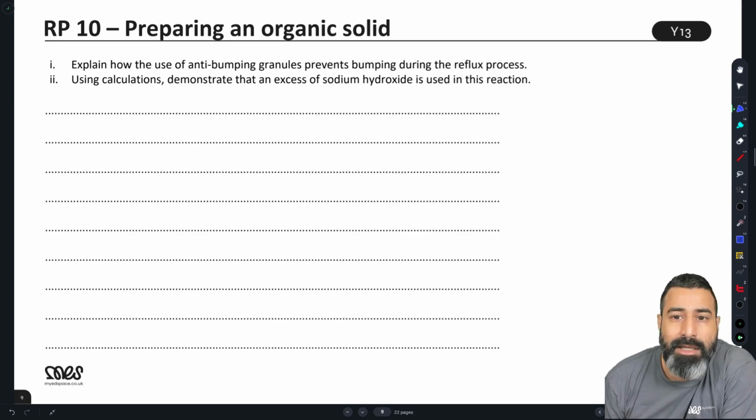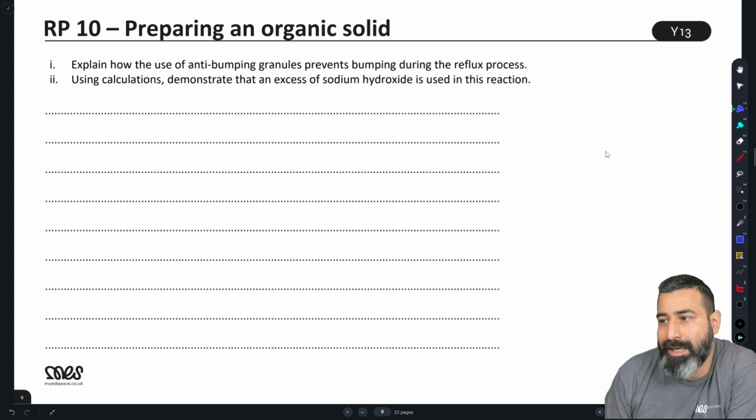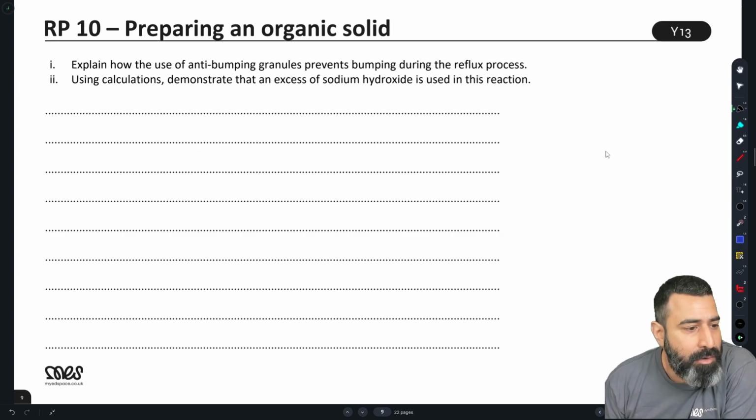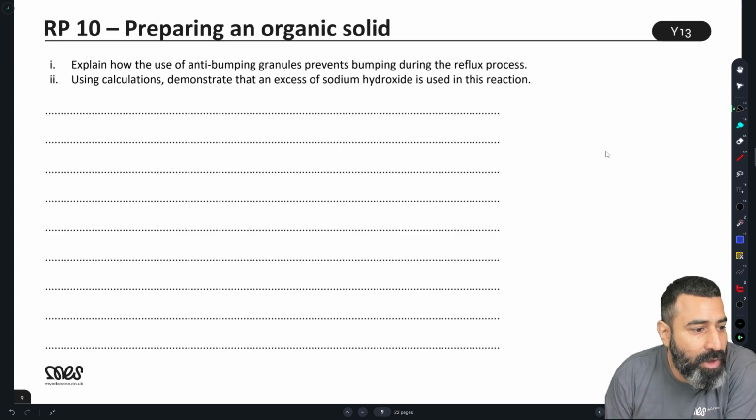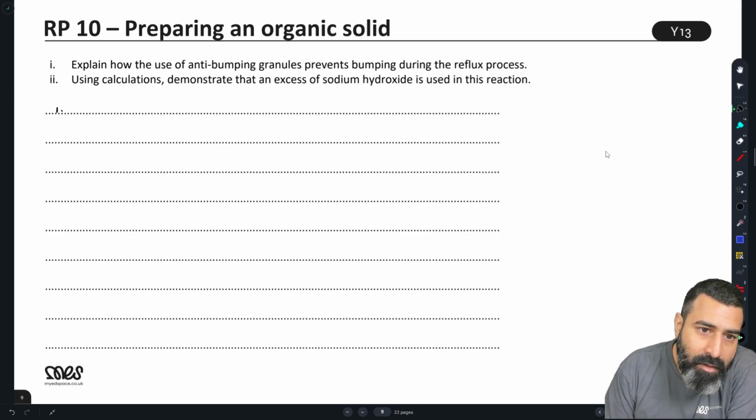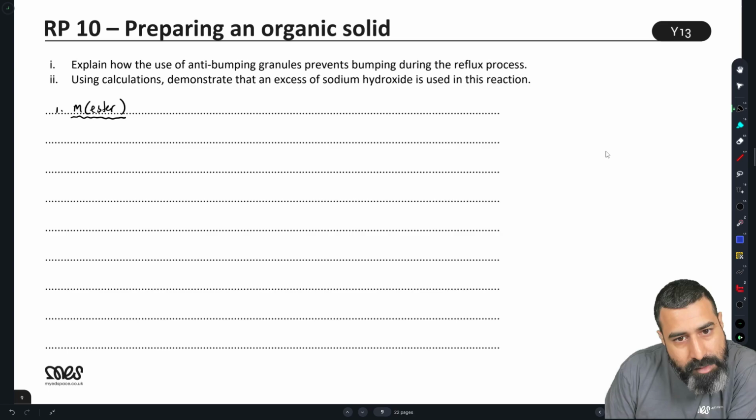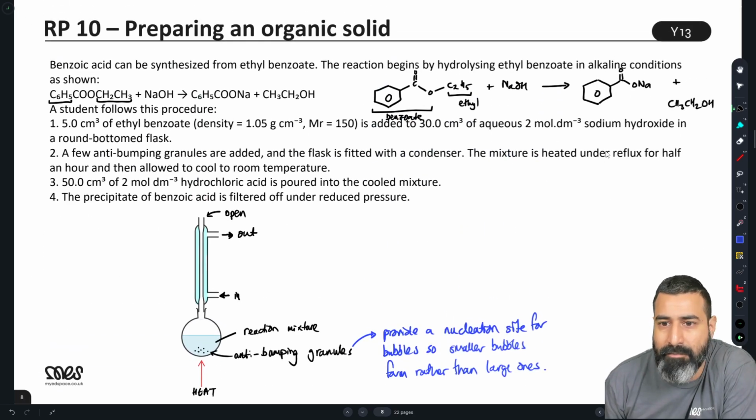So using calculations, we've got to show that the sodium hydroxide is in excess. Okay, so it's 1:1. So let's first of all work out the mass of the ester. So let's have a look back. What is the mass of the ester?